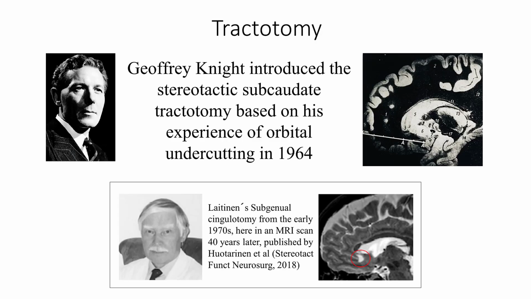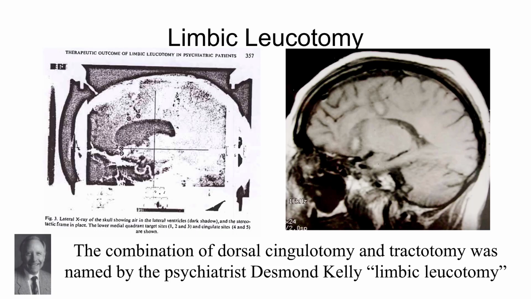Geoffrey Knight introduced the stereotactic subcaudate tractotomy in '64, and Laitinen the subgenual cingulotomy, which is targeting the same area as the tractotomy, but through another approach, and this is actually the most common target for DBS for depression today, the subcingulate gyrus, area 25. And sometimes a combination of the dorsal cingulotomy and tractotomy was used, named as limbic leucotomy by the psychiatrist Desmond Kelly.